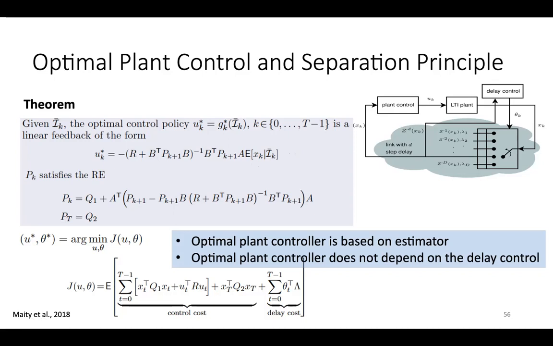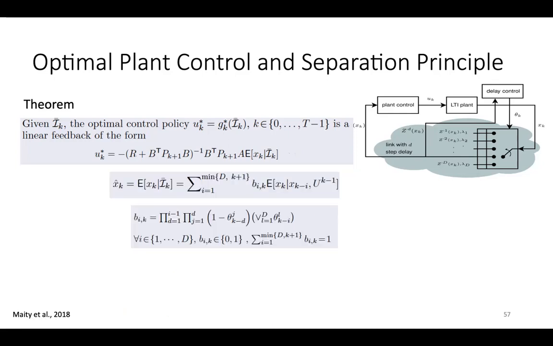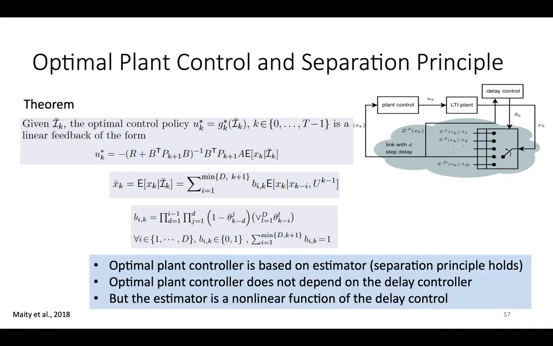So what about the estimator? What can we say about that? The estimator, we can also explicitly tell what it should be, and that's given here. The estimator would have the expression you see here. Notice that in this expression, we do depend on theta. So we do depend here on the controller of the network.